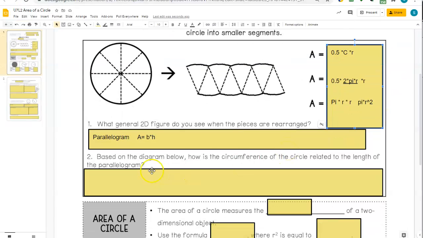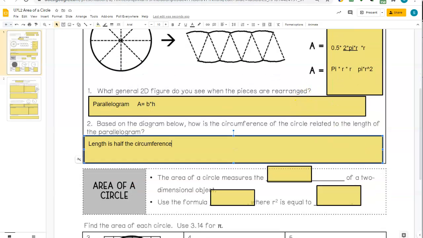So, based on the diagram, how is the circumference of a circle related to the length of the parallelogram? Well, we've noticed here that the length includes half of the wedges. So the length is half the circumference. Right? So that's where we got 0.5c. That is our base. Okay?